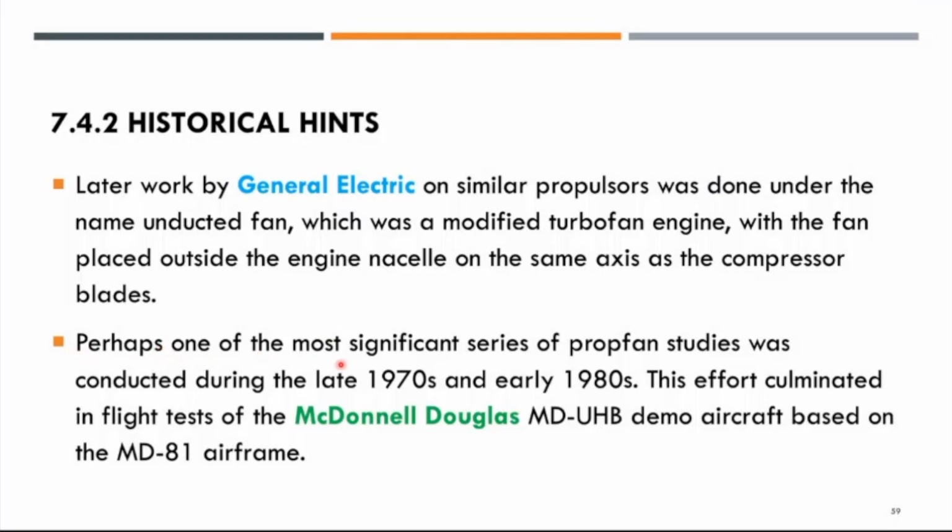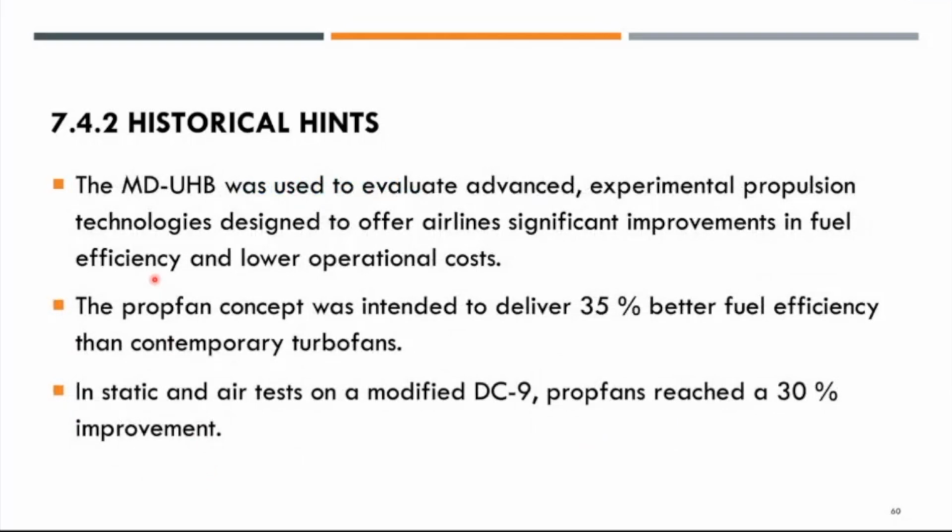Perhaps one of the most significant series of propfan studies was conducted during the late 1970s and the early 1980s, and this effort culminated in flight tests of the McDonnell Douglas MD-UHB demo aircraft based on the MD-81 airframe. The MD-UHB was used to evaluate advanced experimental propulsion technologies, which were designed to offer airlines significant improvement in fuel efficiency and lower operational costs. The propfan concept was intended to deliver up to 35% better fuel efficiency than contemporary turbofans. That's a lot in terms of fuel saving. In static and air tests on a modified DC-9 aircraft, the propfan reached a 30% improvement.